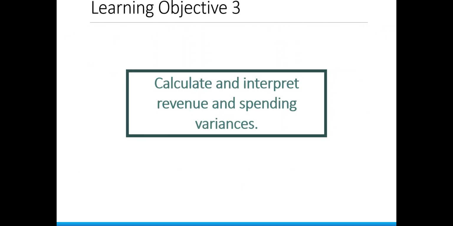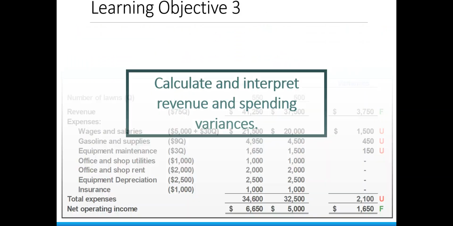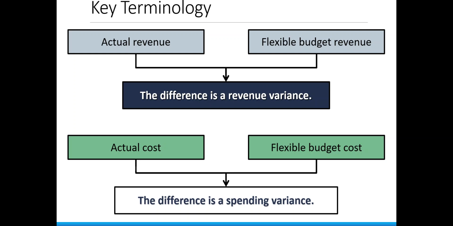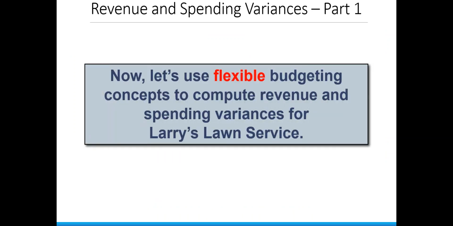So what you see here is this is based purely on planning budget versus flexible budget, which gives us only the activity level variances. So for the next step, we want to actually look at revenue and spending variances, and these are going to be based on the actual revenue compared to the flexible budget revenue, and the actual cost compared to flexible budget cost. So what we're going to do is take that budget, the planning budget adjusted for the increased activity, and compare it to our actual costs.